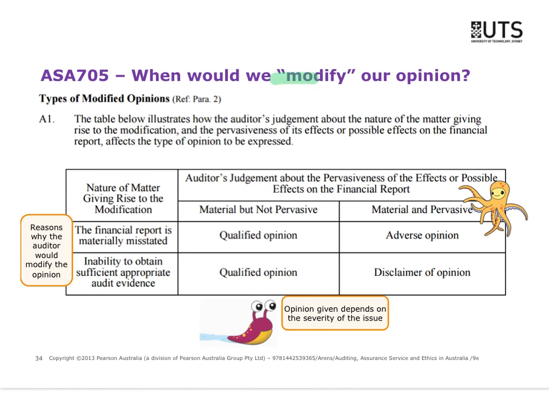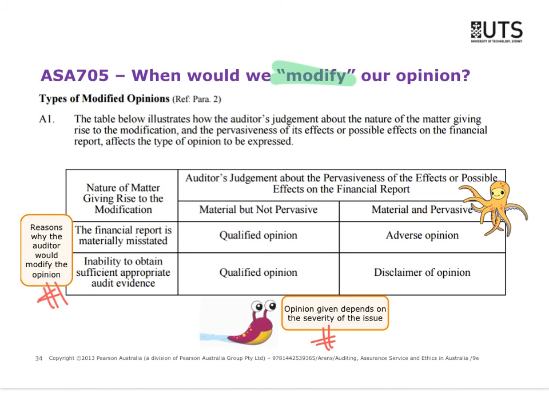So when would we modify our opinion, all right? This is when something is not true and fair. So we always start with, number one, we ask this question: why would I modify the opinion? Either misstatement or disclosure incorrect, or inability to get sufficient evidence. Can't get enough evidence under ASA 500, right? So you make your choice. Is it this one or is it this one or both potentially?